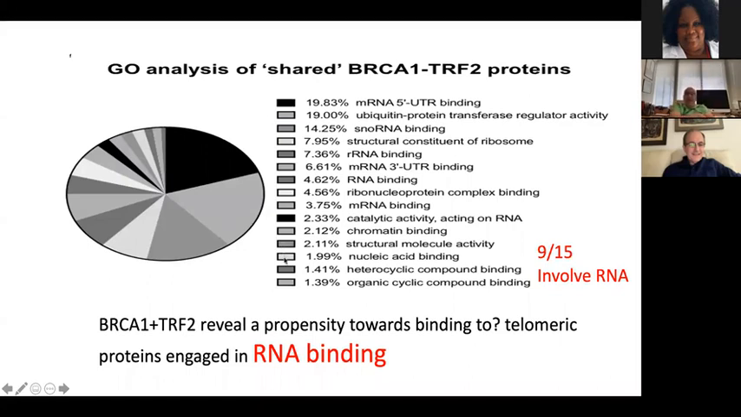And 9 of the 15 different generic families of proteins, from messenger RNA 5' untranslated region binding, to messenger RNA binding, to ribonucleoprotein complex binding, and on. 9 of the 15 categories of proteins involve RNA. And BRCA1 and TRF2 reveal a propensity toward binding to, these are all telomeric proteins, dedicated telomeric proteins. 9 of 15 groups identified here, not individual proteins. Groups are engaged in RNA binding. We were starting to get the message.